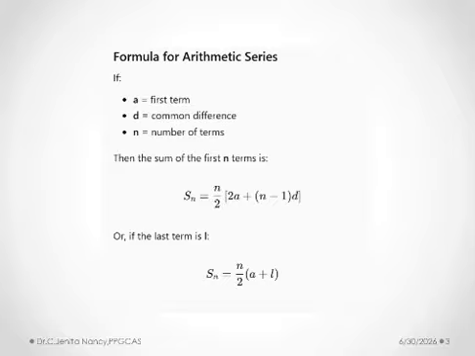Now we are going to see the formula for arithmetic series. If A is equal to first term, D is the common difference, N is equal to number of terms, then the sum of the first n terms is given as Sn is equal to n by 2 into 2a plus n minus 1 into D. Or if the last term is L, then the sum of the first n terms is given as Sn is equal to n by 2 into a plus L.